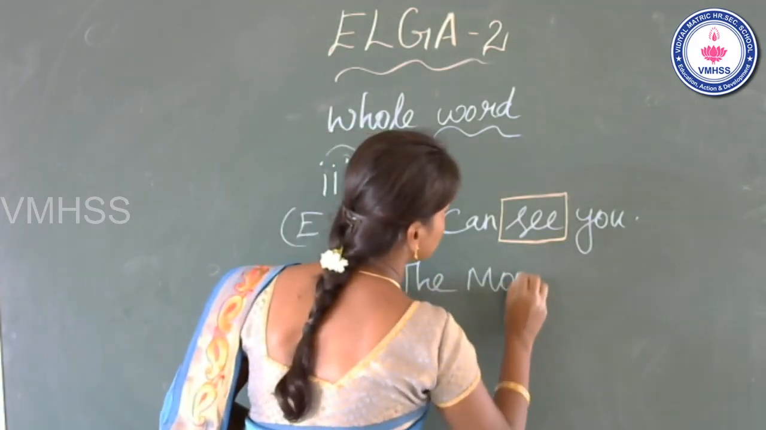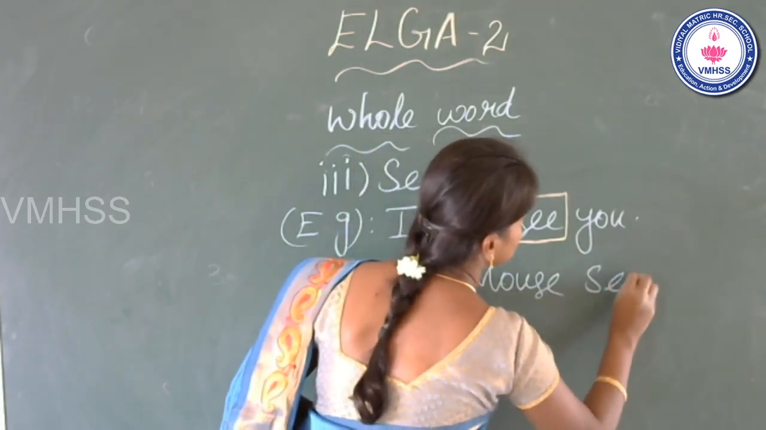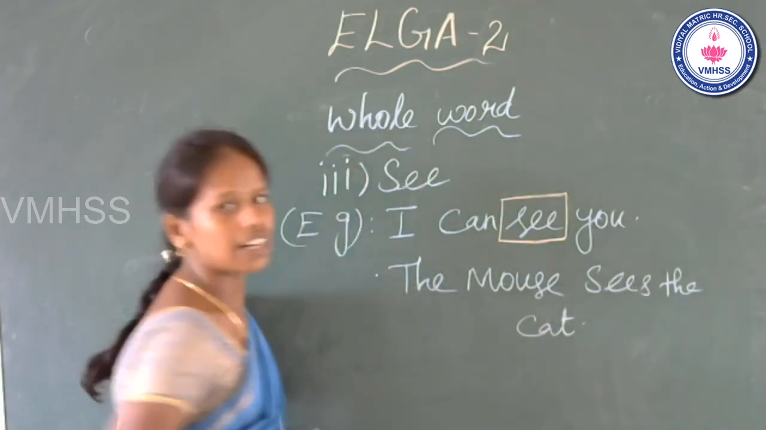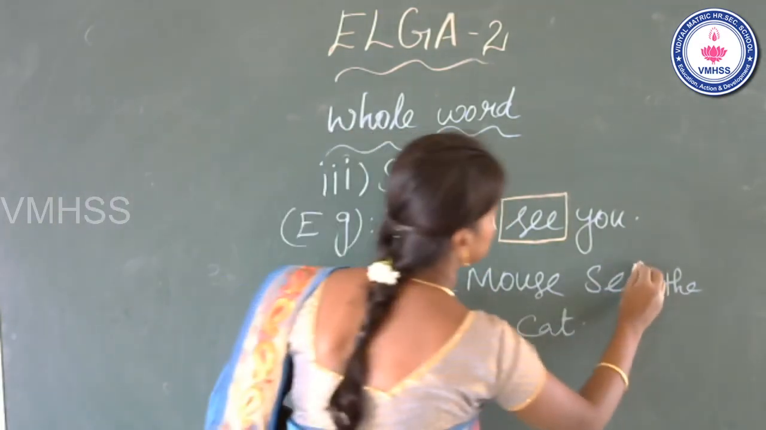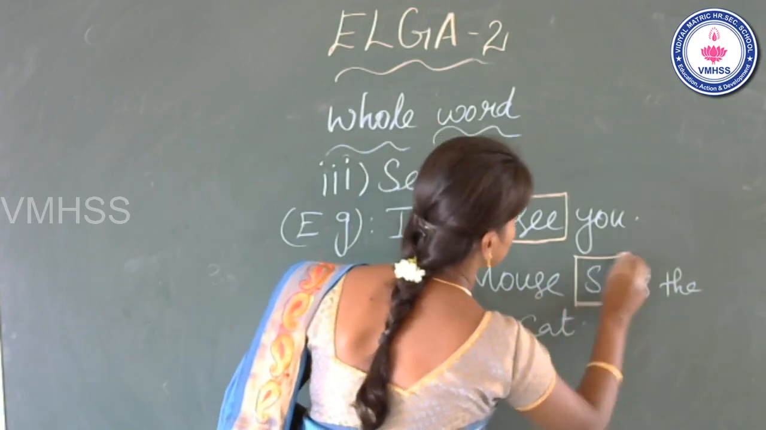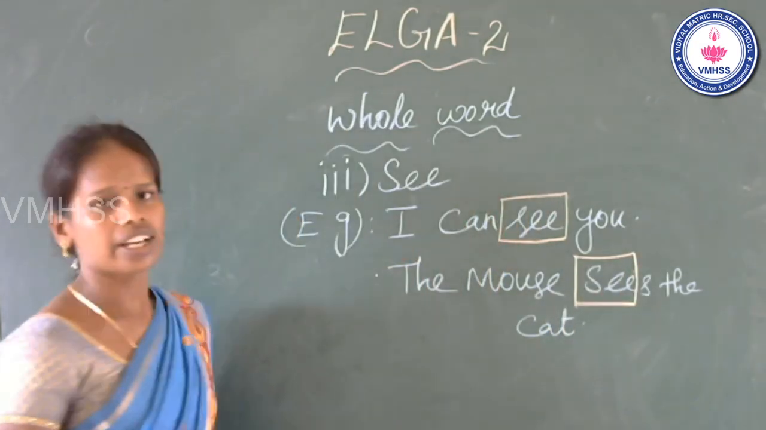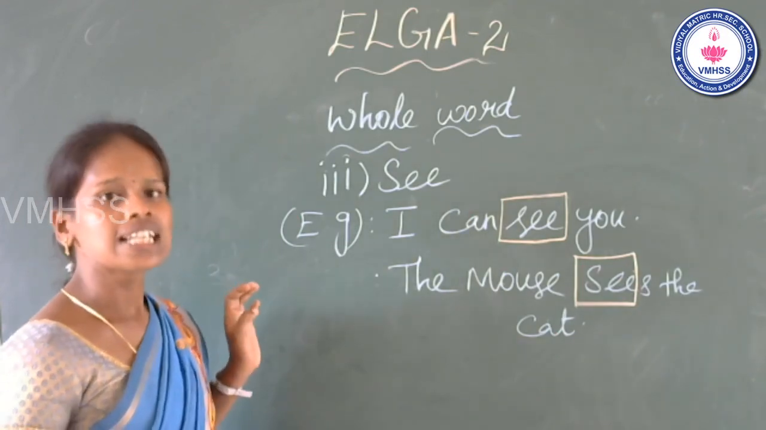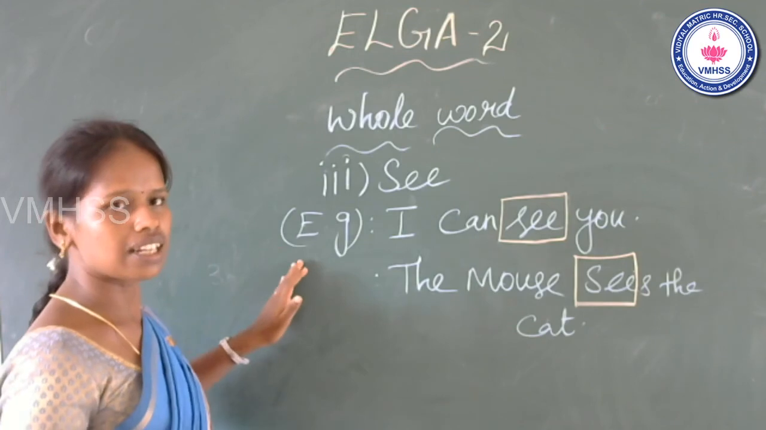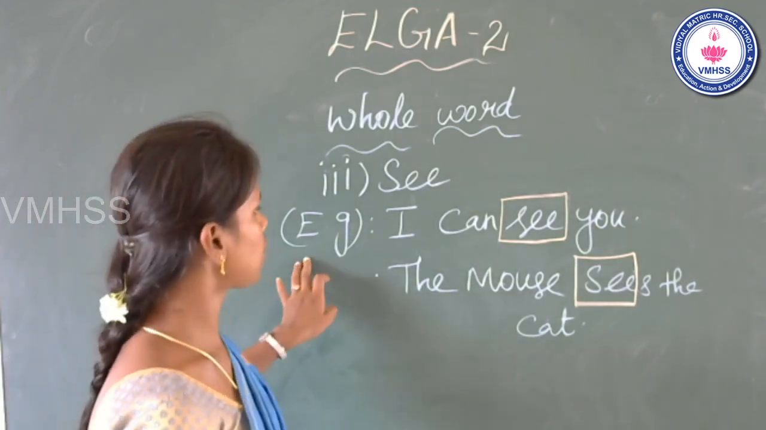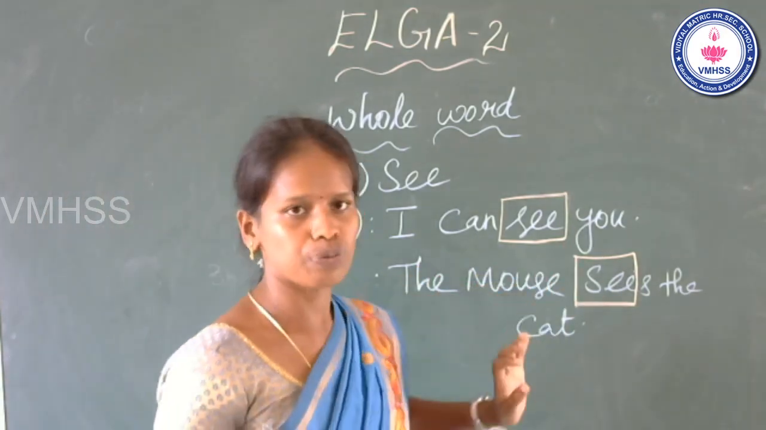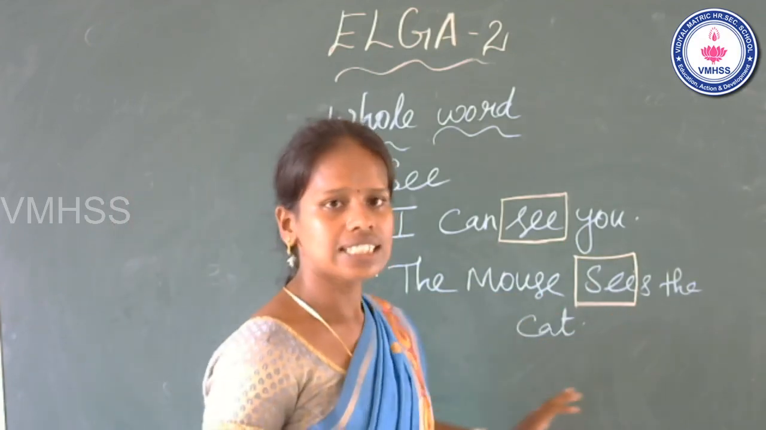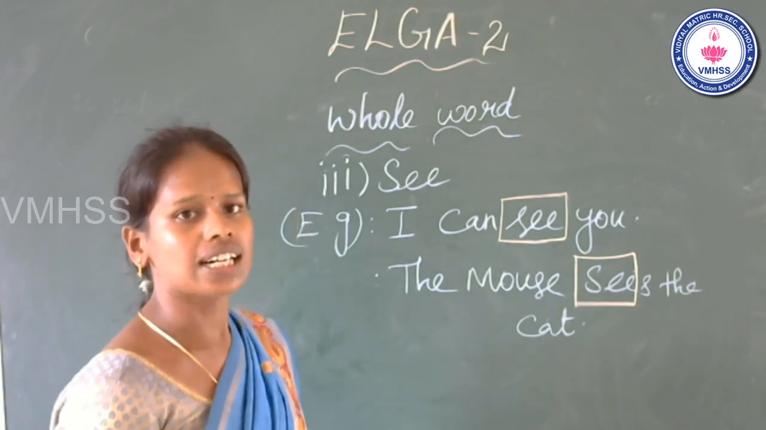The second example is, the mouse sees the cat. Sees the cat. S-E-E. The third whole word is see. Next we will see the examples. The first example is, I can see you. Next one, the mouse sees the cat.